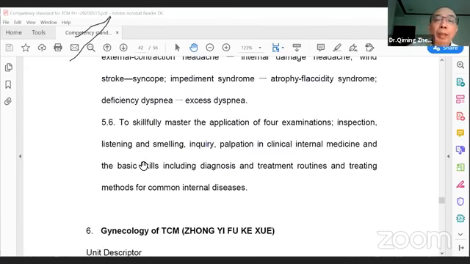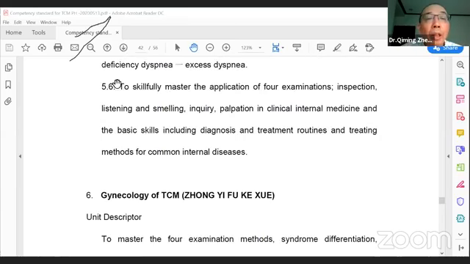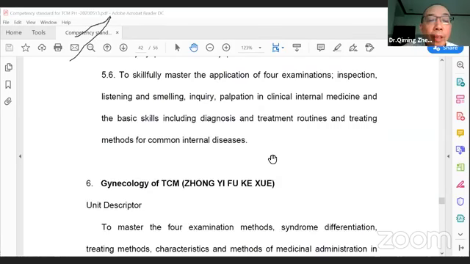In Western medicine, they don't have this syndrome, but in Chinese medicine, we include it. And point 6, to fully master the application of the four examinations, inspection, listening and smelling, inquiry, and palpation, in clinical internal medicine, and the basic skills including diagnosis and treatment routines and treating methods for common internal disease.